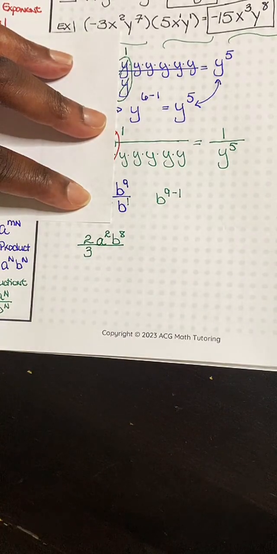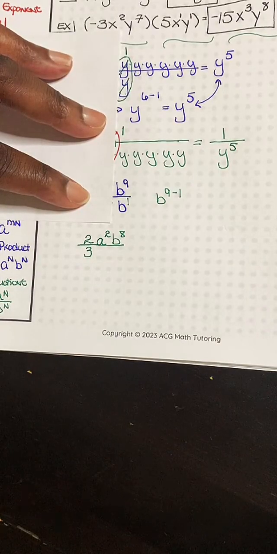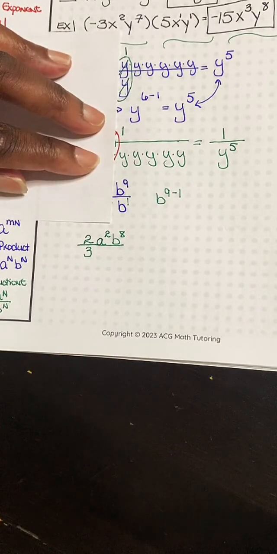Got it half right. Yes, you did. You just didn't know what to do with the coefficients. But does it make sense now? Okay, you're welcome. Yep, when you're dividing, you subtract the exponents. When you're multiplying, you add the exponents.